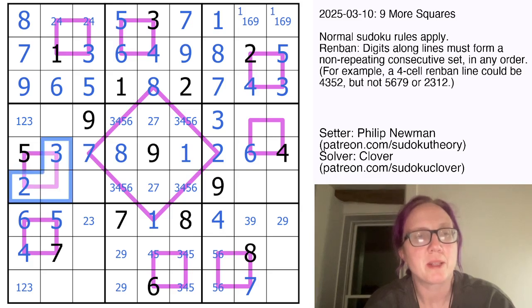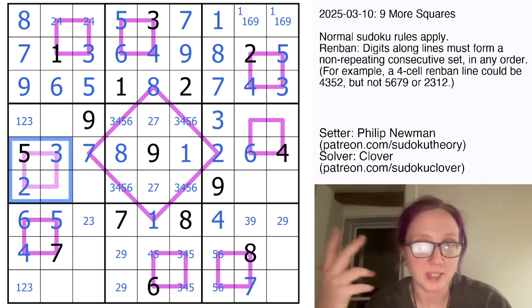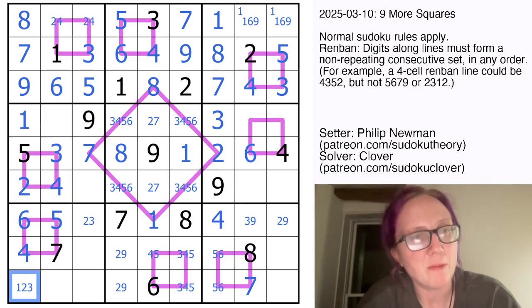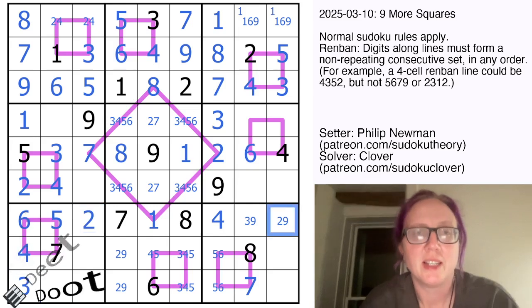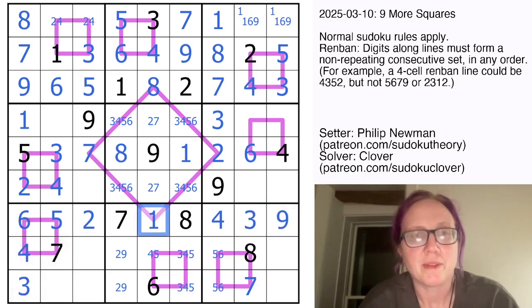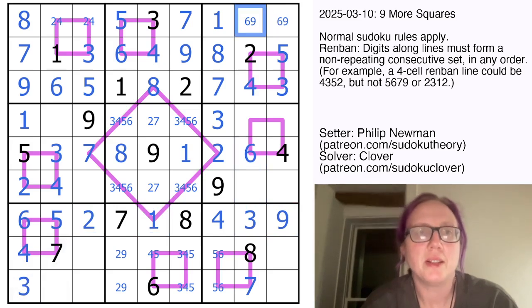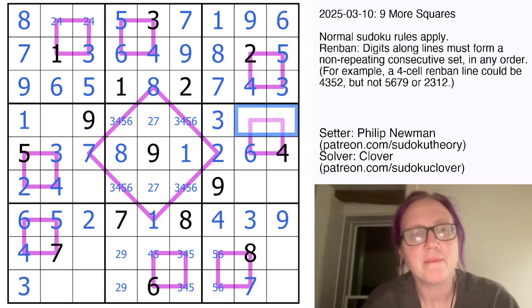So this Renban must be 2, 3, 4, 5, because it includes both 2 and 3, and also 5. So that's a 4. This is now a 1, and that's going to be a 3. And Sudoku takes care of a few things for us there. Those can't be 1s. There's a 6 in this column, so this is going to be a 9.